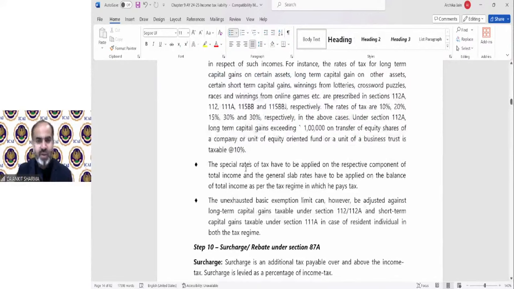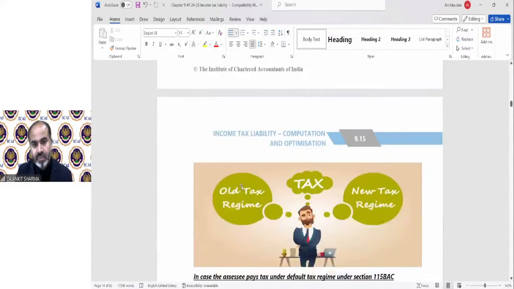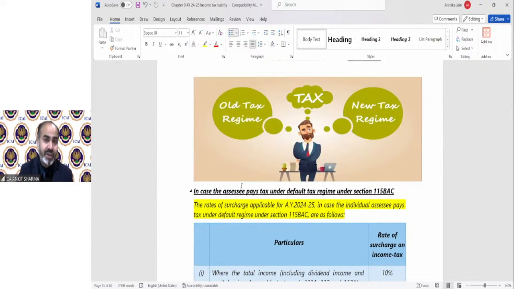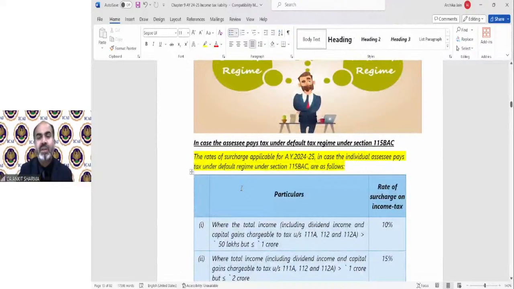Now the surcharge part is here, section 87A. So old tax regime or new tax regime? Old tax regime is our optional tax regime and new tax regime is our default tax regime. Okay, so what are the surcharge provisions in these tax regimes? Let me tell you, surcharge provisions are quite complicated because multiple kinds of surcharge are applicable. But there's only one difference between section 115BAC surcharge provision and normal tax provision, or we can say optional tax provision. Under section 115BAC, the surcharge applicability is exactly the same as per normal provision.